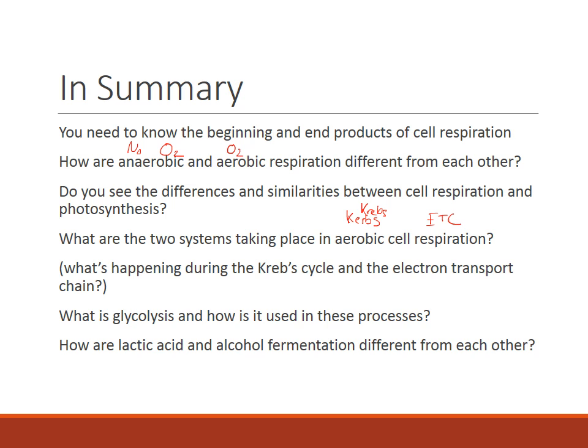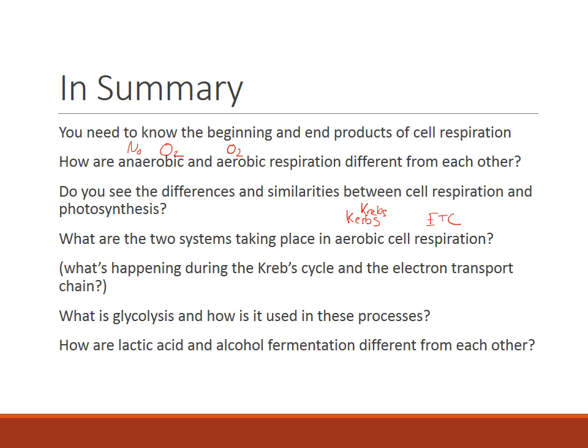What is really happening during the Krebs cycle and the electron transport chain? Do you know what's going in, what's coming out? Do you know if ATP is being made? Is it a lot? Is it a little? Those are things that you should also be able to answer. What is glycolysis and how is it used in these processes? Well, glycolysis is the very beginning of all forms of respiration, and heck, even with fermentation, it's pretty much just being forced to continue, and that's why it's as effective as it is.